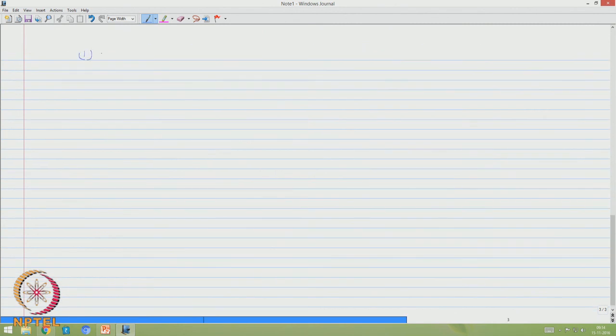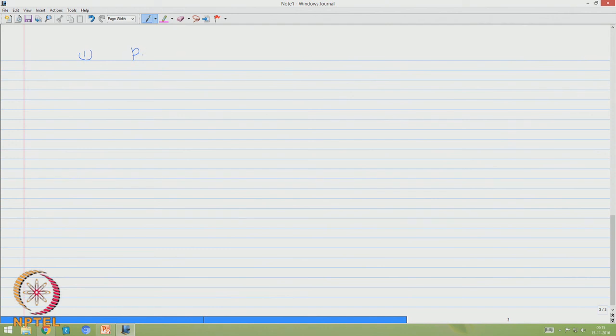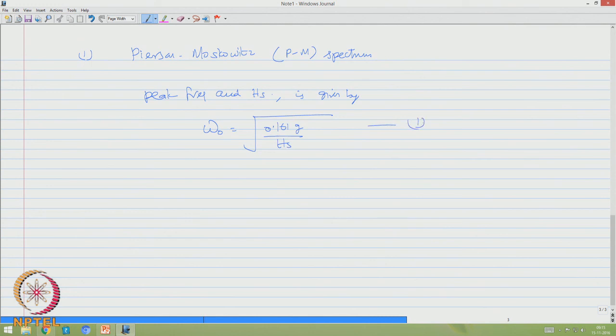Having said this, the most conventional spectrum used for estimating wave forces on offshore platform is Pierson-Moskowitz spectrum, famously known as PM spectrum. We have an interesting relationship between the peak frequency and significant wave height, which is given by peak frequency is 0.161 g by Hs. So, if I know one, can always find the other.